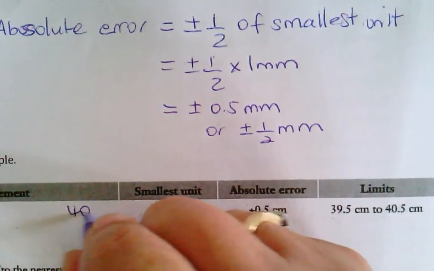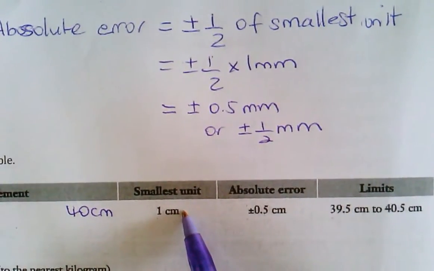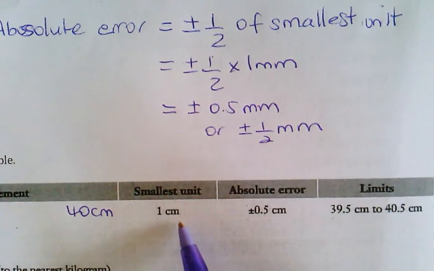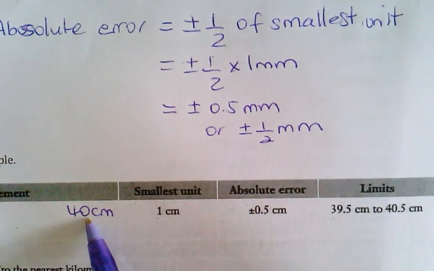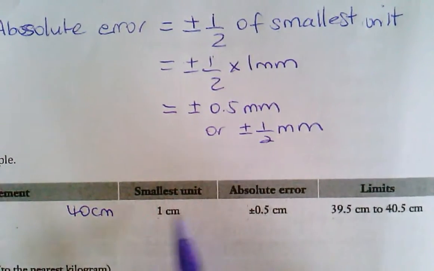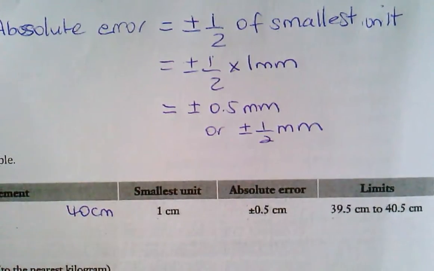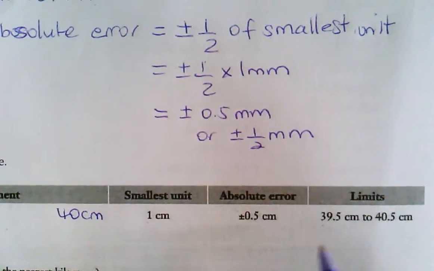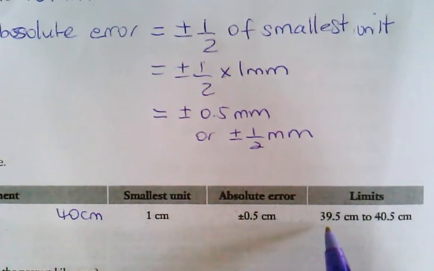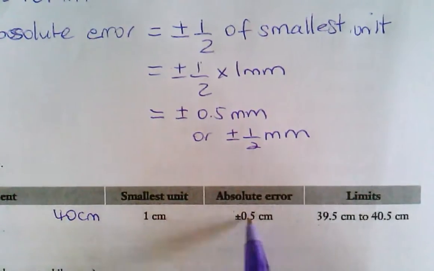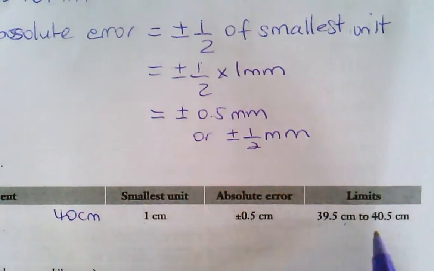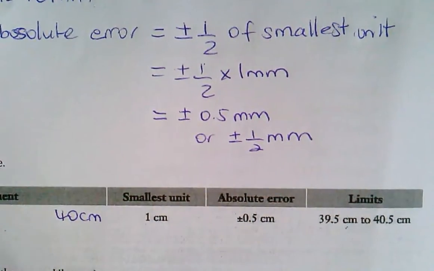So I've got 40 centimeters. That smallest unit is 1 centimeter because they're giving me whole numbers: 40 centimeters, 41 centimeters, 42 centimeters. So because this is to the nearest centimeter, the smallest unit is 1 centimeter. So the error could be half a centimeter on each side, plus or minus half a centimeter. Therefore the actual measurement could be anything from 40 minus a half, which is 39 and a half centimeters, up to 40 and a half centimeters.